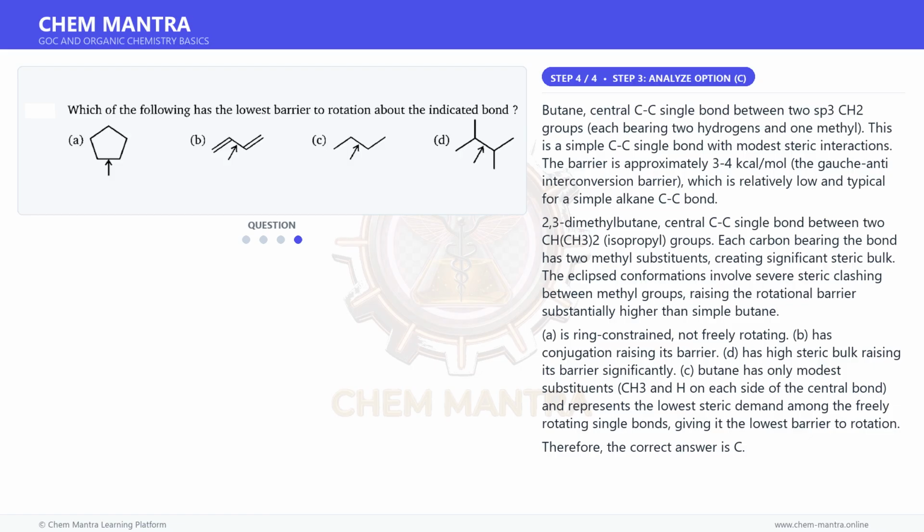A is ring constrained, not freely rotating. B has conjugation raising its barrier. D has high steric bulk raising its barrier significantly. C, butane, has only modest substituents, CH3 and H on each side of the central bond, and represents the lowest steric demand among the freely rotating single bonds, giving it the lowest barrier to rotation.